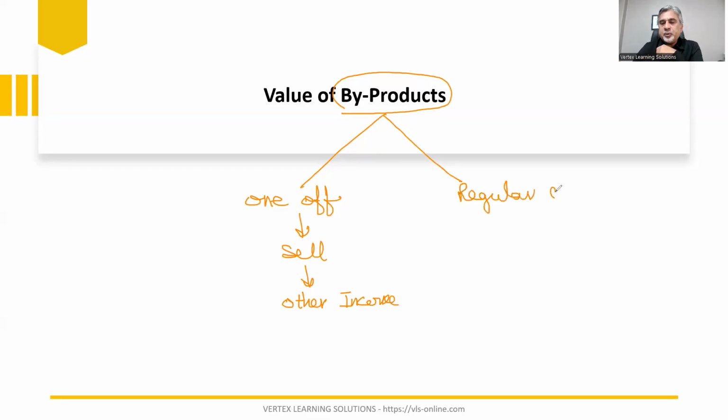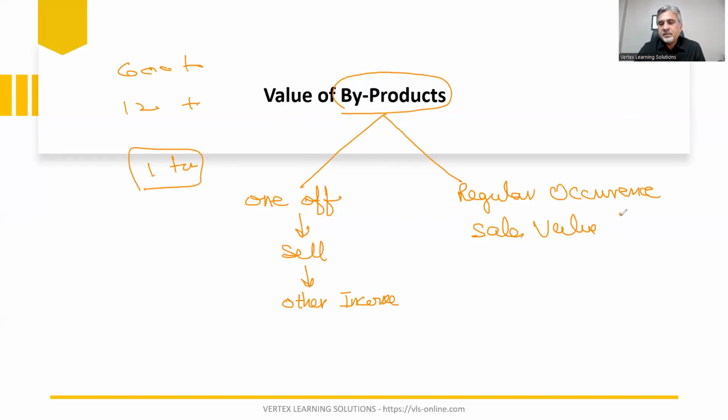The second possibility is that the byproduct is a regular occurrence. Regular occurrence means that every time you do this production process, you know you are going to get probably 600 tons of A and 1,200 tons of B, and probably 1 ton of byproduct, whatever. You know that every time it will come. When this is the case, you use this sales value to reduce your common cost, as a reduction in your cost.